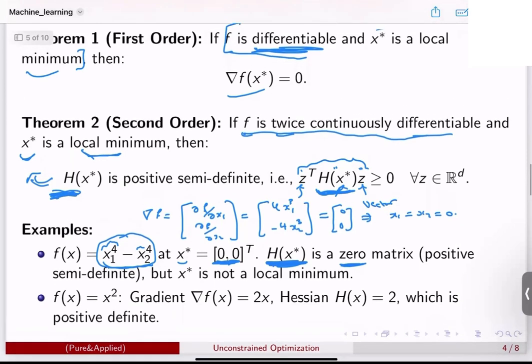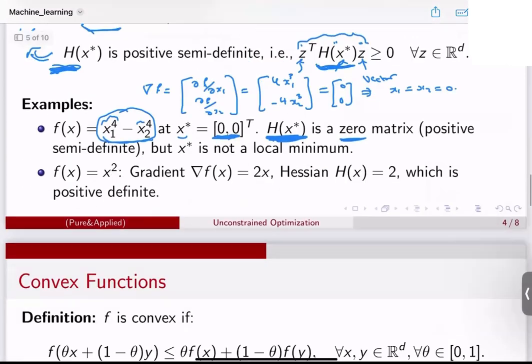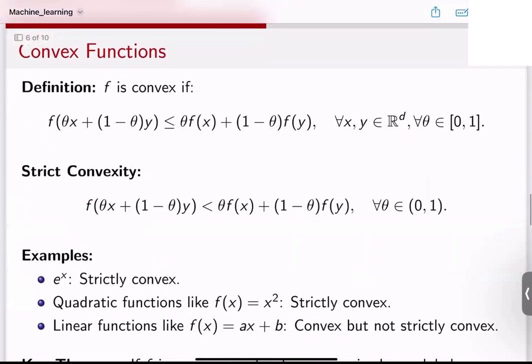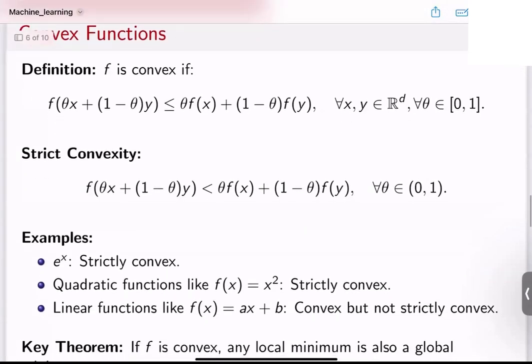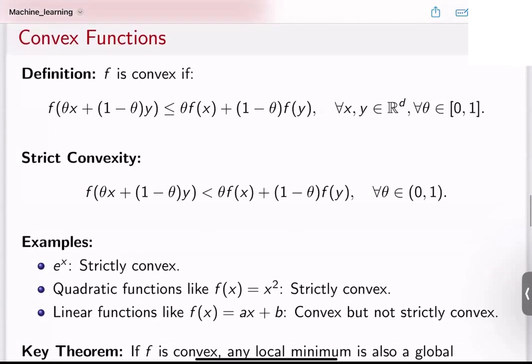So there is something more that needs to be assumed. Okay, and let's see what that thing is. It turns out, mathematically speaking, the thing that we're missing is something called convexity. So we're missing some mathematical concept that is called convexity.